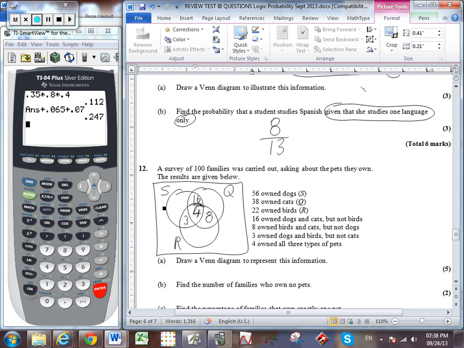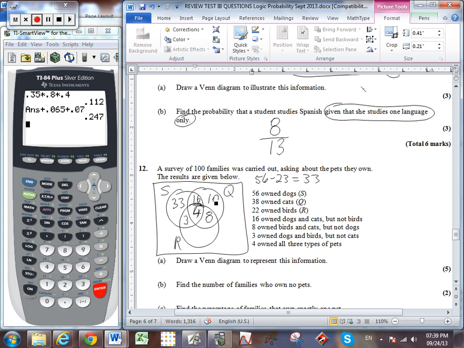Now so far, if I look at my dog circle, I've got 16 plus 4 plus 3. That's a total of 23. But there's 56 who own dogs. 56 minus 23 is 33 in this region. Now then, let's look at the cat circle, Q. 38, 16 plus 4 plus 8 is 28. 38 minus 28 leaves 10.